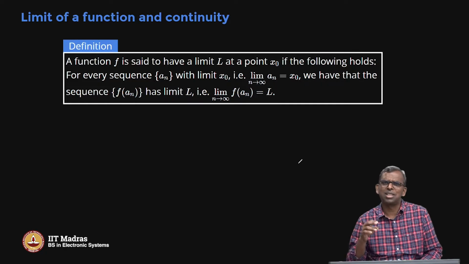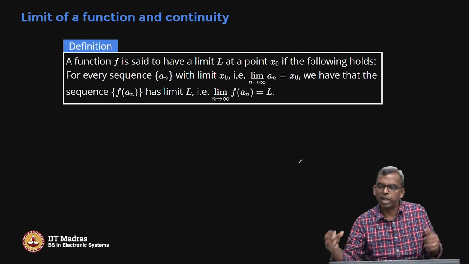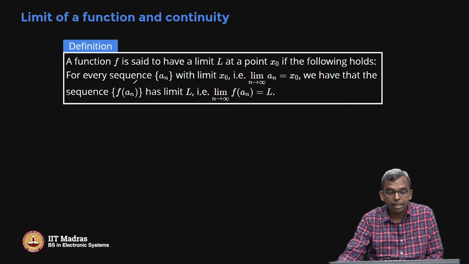Okay, so here's the definition. It's a bit of a long definition. It's motivated very much by what we saw in the previous slide, but let me just quickly read through it for you. A function f is said to have a limit L at a point x naught if the following holds. What is the condition? For every sequence a_n with limit x naught, that is, limit as n tending to infinity of a_n equals x naught, it should hold that the sequence f of a_n has limit L.